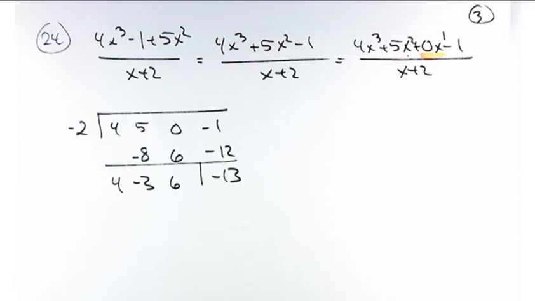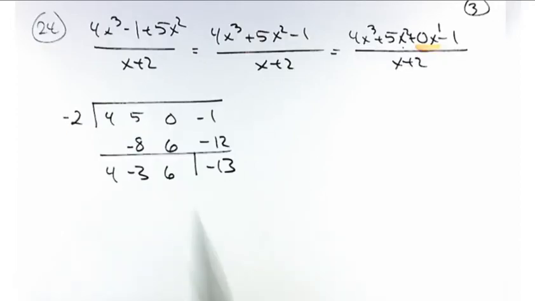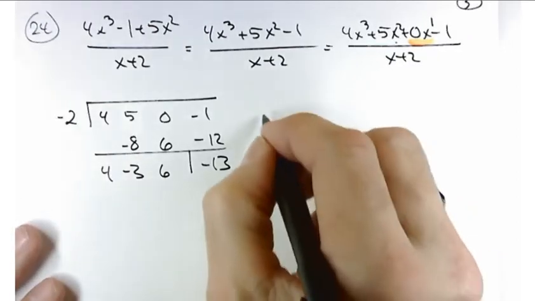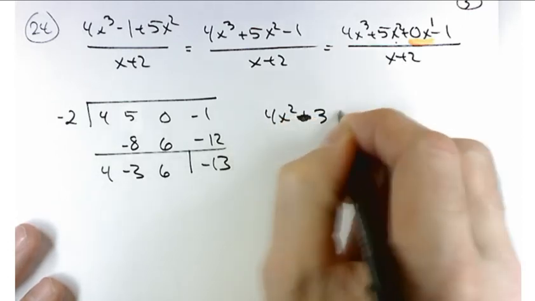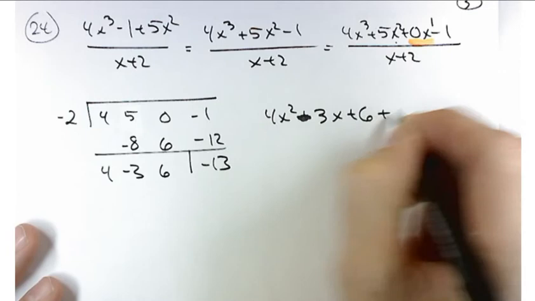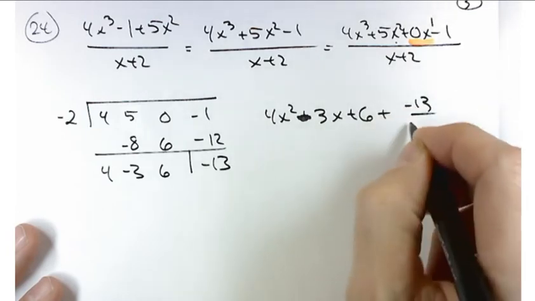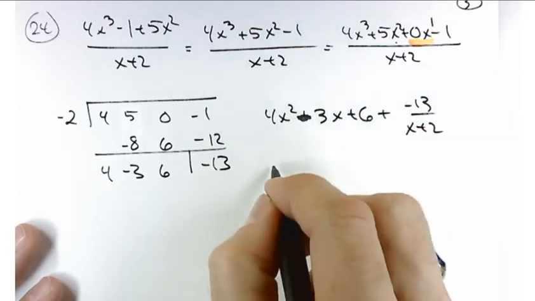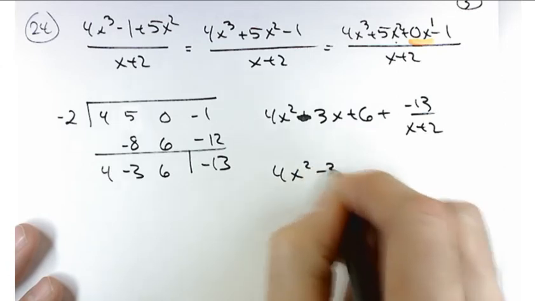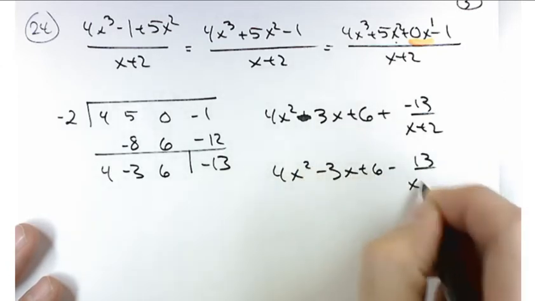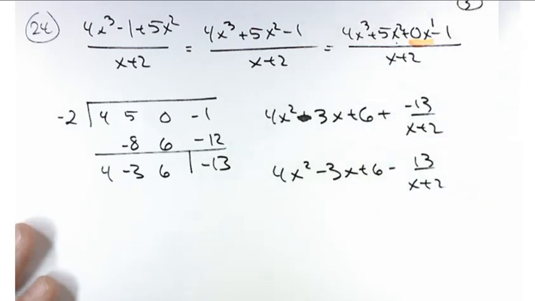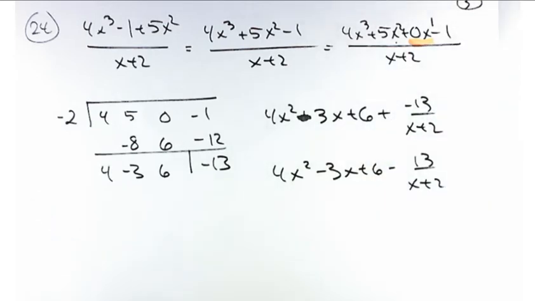Colin, can you tell me what this all means? Perfect. So, and again, I'll give you a couple ways you can write that. You write just minus 13 over x plus 2, or you can put plus negative 13 over x plus 2. Either way works. Well done.